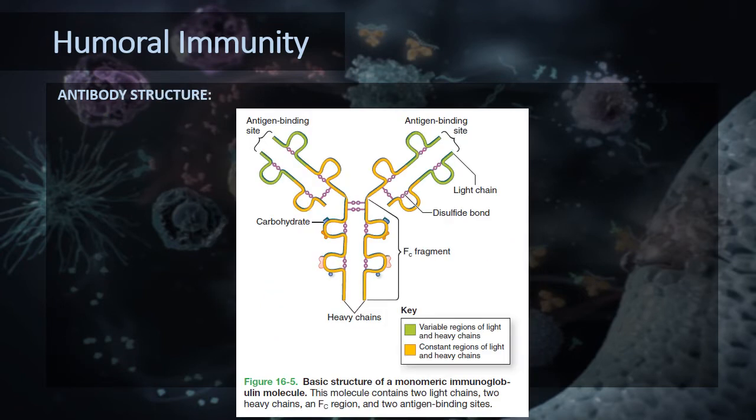Here is the structure of a monomeric antibody. It is Y-shaped and is composed of the Fab and the Fc region. Fab means antigen binding fragment, and we have two, the left and the right. The Fab fragment or Fab region contains the light chain and two antigen binding sites. The Fc fragment or Fc region contains the heavy chains.